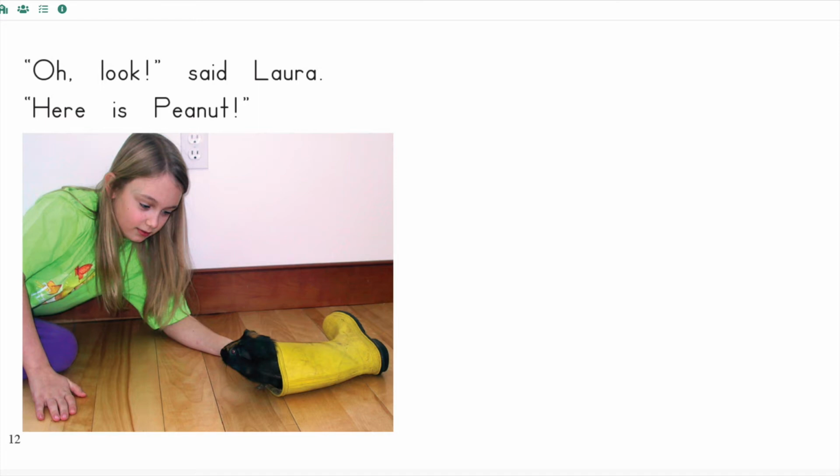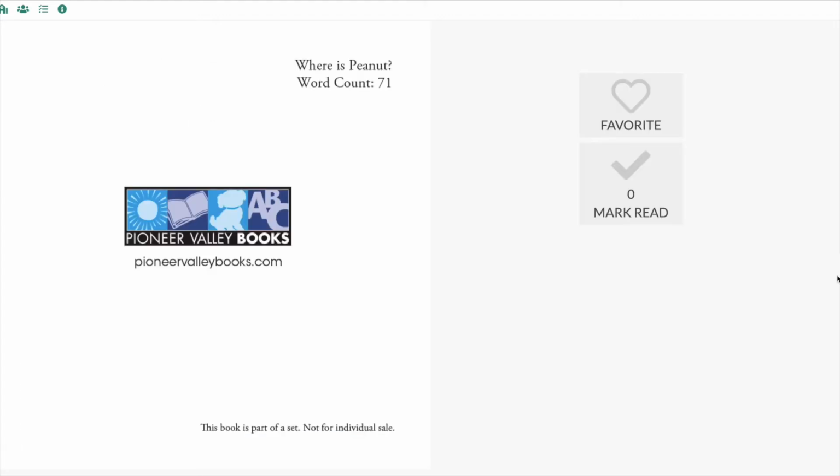So where did they find Peanut? Yes, in Laura's boot. Where were Mom and Laura looking for Peanut? Yes, they looked under the couch, under the table, and then eventually they looked in Laura's boot and they found Peanut.